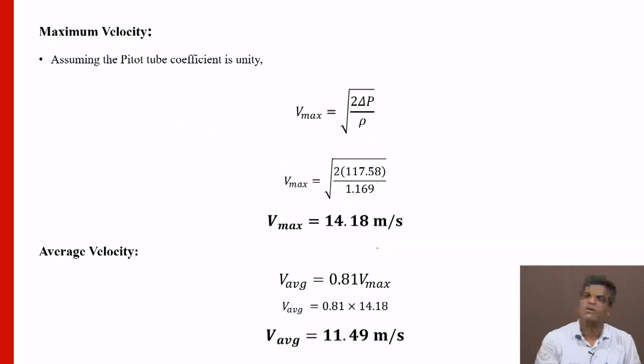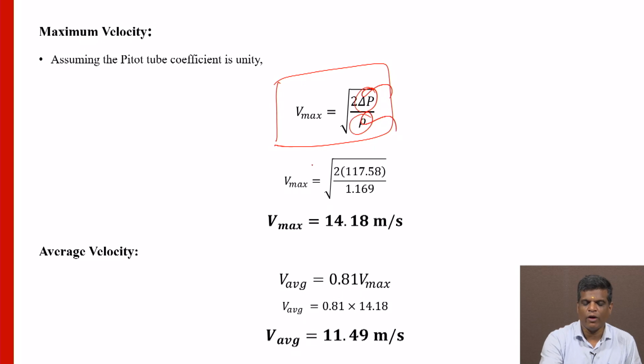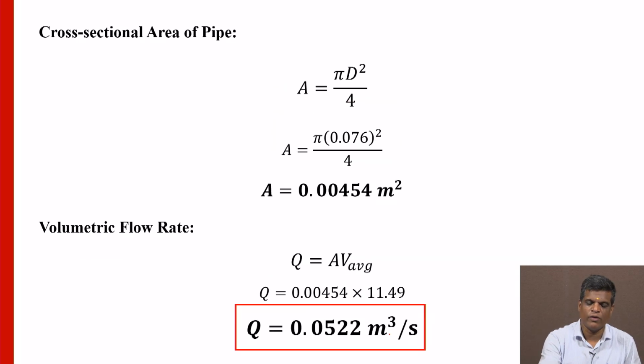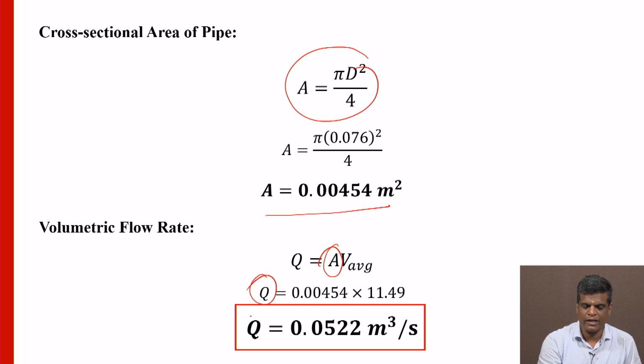Once the pressure drop is done, this equation is already available, and we can use it. We know the pressure drop and the density, and the coefficient I think they assume as 1. From there we get V max. Since the problem gives V average by V max equal to 0.81, from here we can get the average velocity. Once the average velocity is done, we go to the volumetric flow rate. For that we need the area, so first we find the area, and once the area is done, we get the volumetric flow rate. Okay.